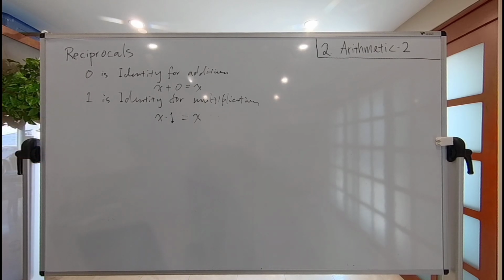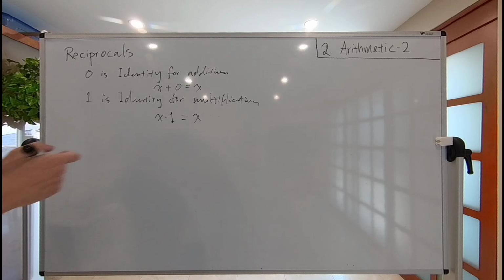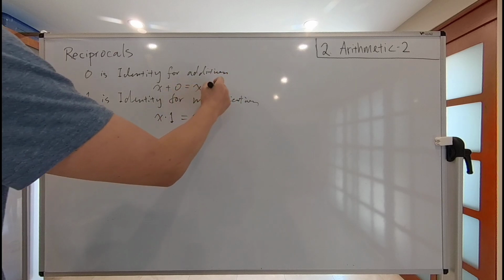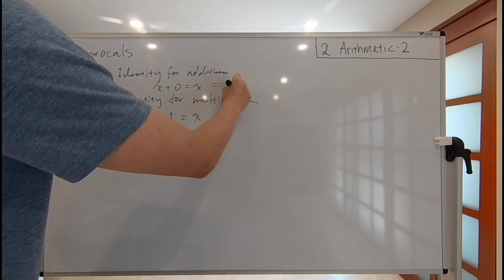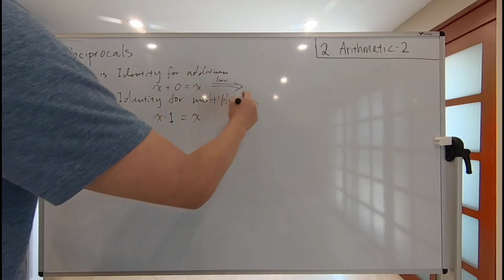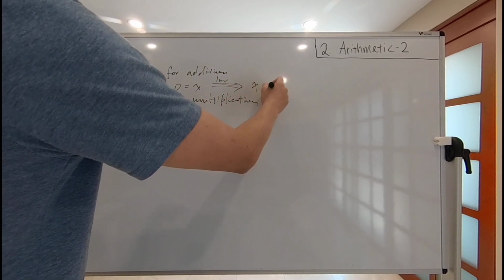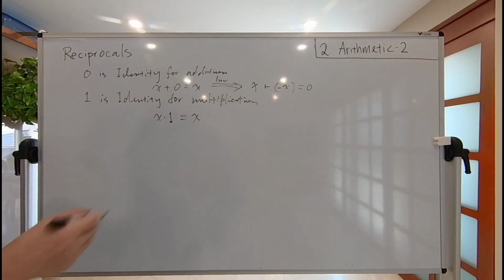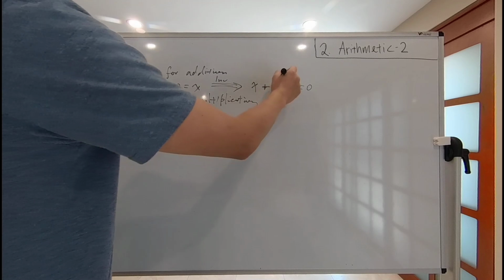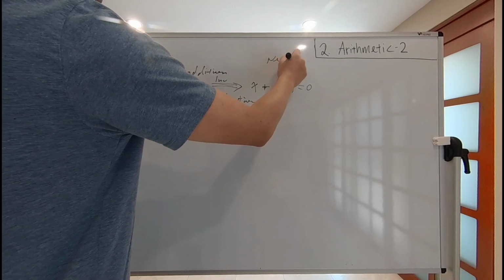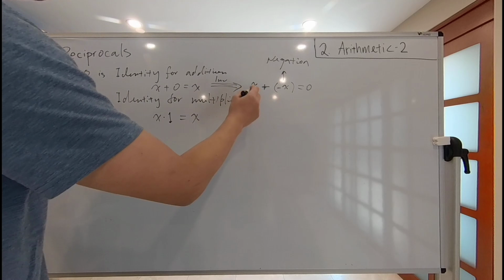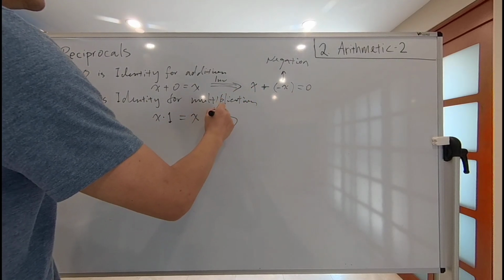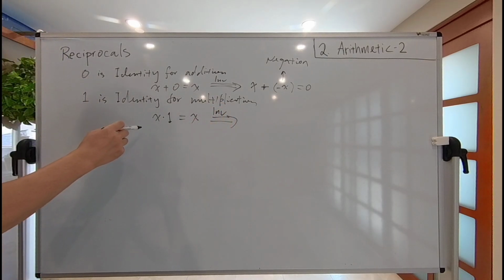Now, if we look at the inverse operation, we already learned about negation, right? The inverse operation of addition, we have this negation that we just learned. Now, how about the inverse operation for multiplication?